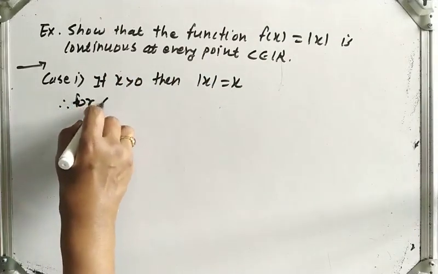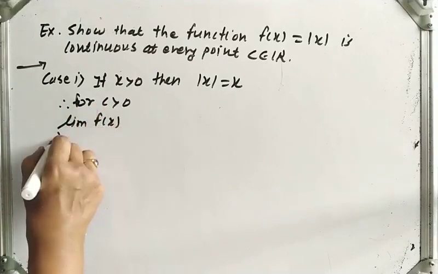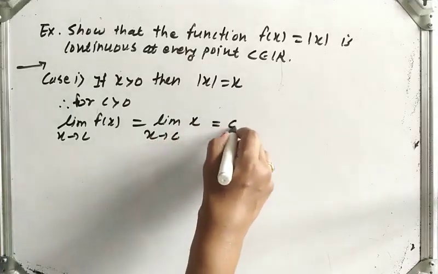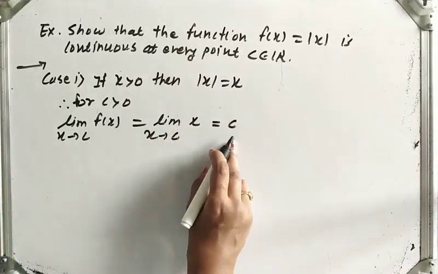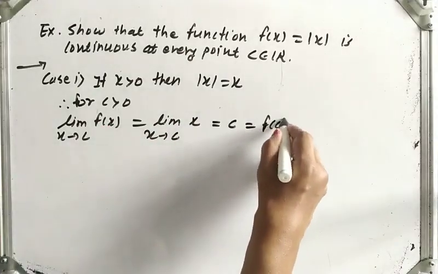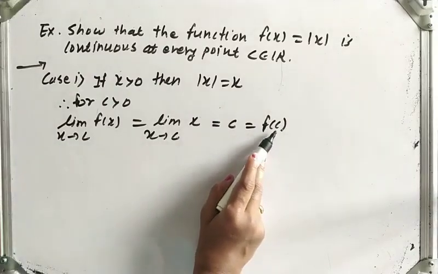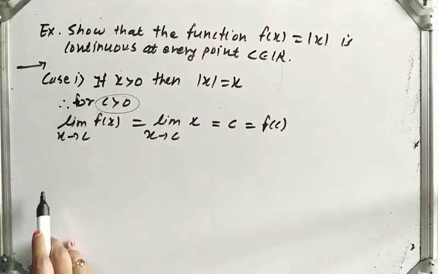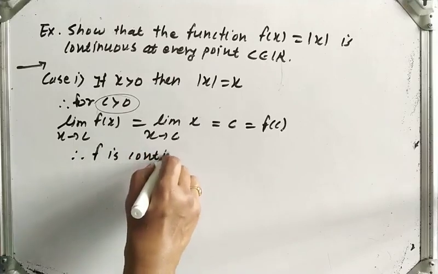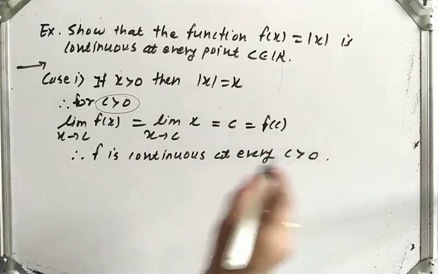Therefore for c greater than 0, what happens? Limit of f of x as x tends to c is equal to limit of x as x tends to c. Its value is c, and c is same as mod of c, that is f of c, because c is greater than 0. Okay, what we get? Limit f x as x tends to c is equal to f of c. Therefore function is continuous at positive c. Okay, therefore f is continuous at every c greater than 0.